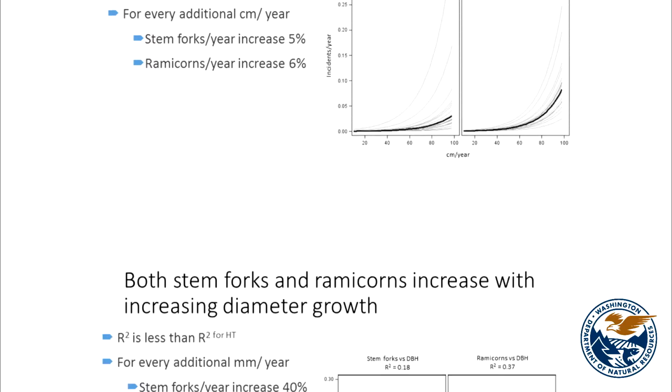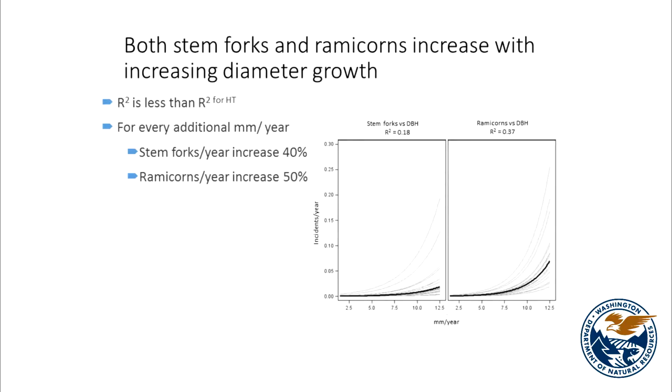The relationship also existed between diameter growth and stem defects, though it was not as strong, which is to be expected because other studies have shown that height growth is strongly correlated with stem defects. So the R-squared values are a little bit lower, but the response is a little bit stronger. So for every additional millimeter of diameter growth you have in a given year, you can expect to see the frequency of stem forks increase by 40% and the frequency of ramicorn branching increase by 50%.